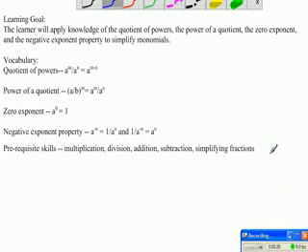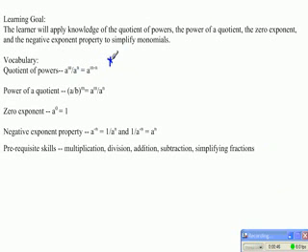So our first vocabulary term is a quotient of powers. Again, if you're looking at it, you should notice this is something to a power divided by something to a power. If they have the same base, like A and A, you can just subtract the exponents. So for example, if I had x to the 10th over x to the 4th, that would be x to the 10 minus 4 power, which is x to the 6th. Okay?